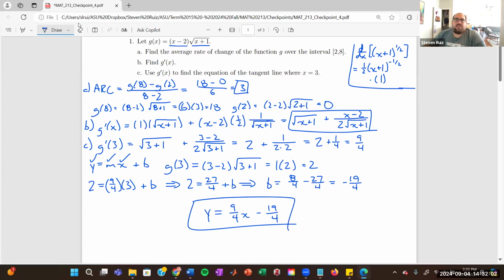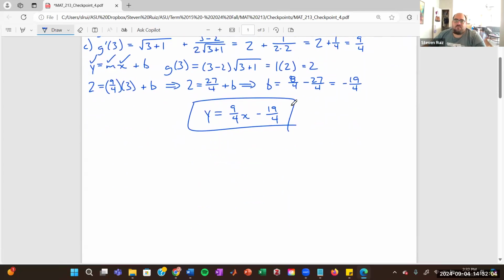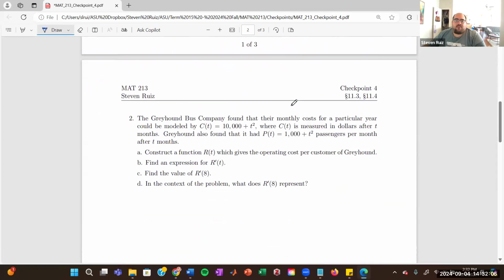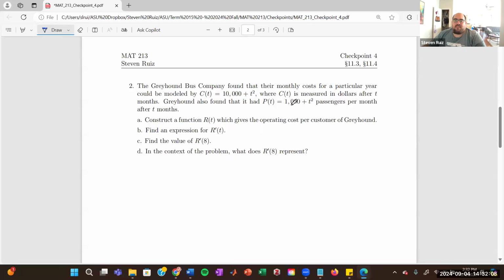All right, so that's all for question 1. Let's move on to question 2. The Greyhound Bus Company found their monthly cost for some year in particular is given by this function. C represents the cost in dollars. T represents the number of months into this year. They also found a similar function that gave basically how many passengers the company had in a given month.